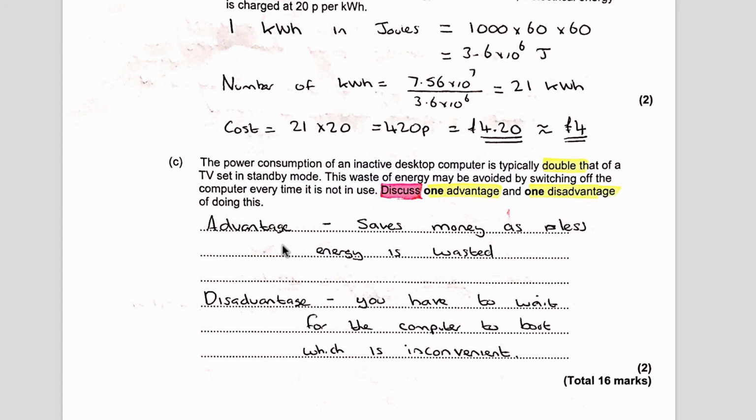So an advantage: turning it off saves money because less energy is wasted. So we've said the advantage and why it's a good thing. Disadvantage: although it does save you money, a disadvantage is that you have to wait for your computer to boot up. And why is that a bad thing? Basically because it's inconvenient. If you write that advantage down and you write that disadvantage down, you've got 2 marks. So that was question number 31 of the Magnetic Fields homework booklet.